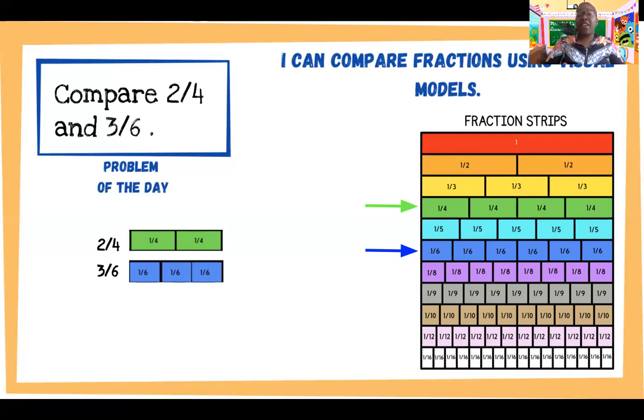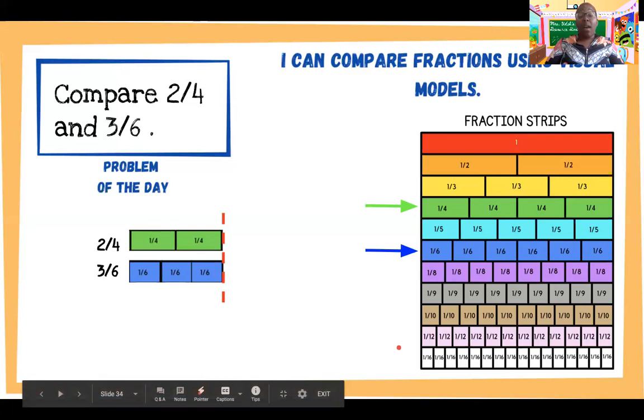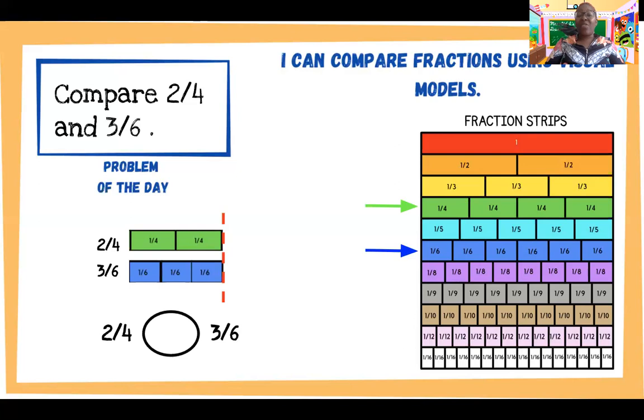This looks a little different than any of our problems that we've done so far this week. Did you notice something? Both of those sets of fraction strips are the same length. This means that 2/4 and 3/6 are actually equivalent. What do you think that it means to be equivalent? Well, to be equivalent means that 2/4 and 3/6 are equal. So they are exactly the same.